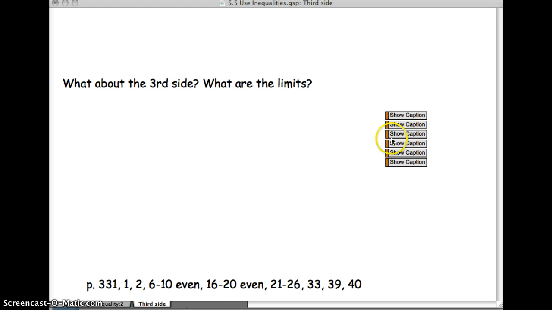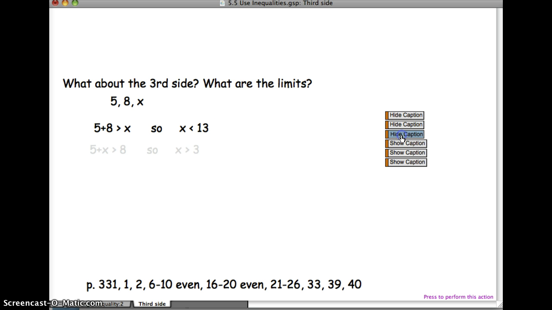All right, last but not least, what if we wanted to find a third side that we didn't know? Let's say we had 5, 8, and x, and I want to find that third side. What would I do? 5 plus 8's got to be greater than x, right? 5 plus x has got to be greater than 8. 8 plus x has got to be greater than 5. Okay, and then I still solve those, and when I solve those, I end up with those numbers.